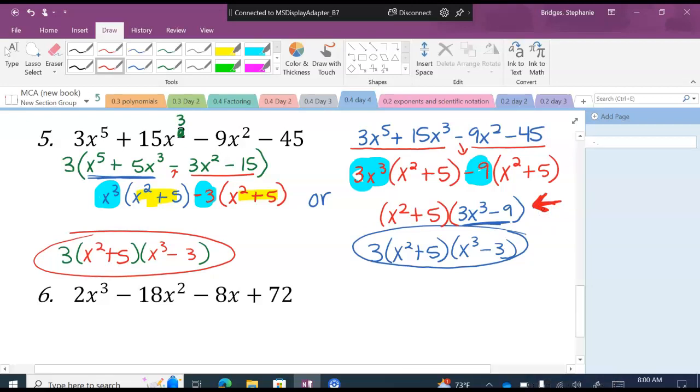Is everybody kind of okay with that? All right, then try number 6. That one will work the same way. You can choose which method you want to do. You can either, if you remember, pull the GCF out first, or that GCF can come out after you do your grouping. You just have to remember to keep looking for it.